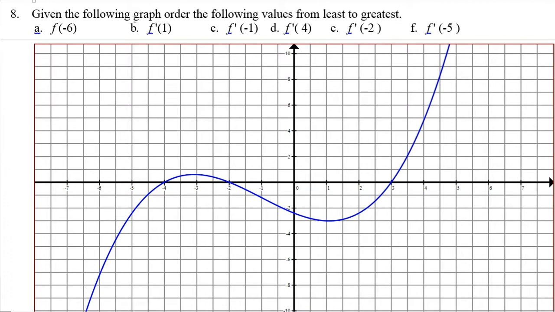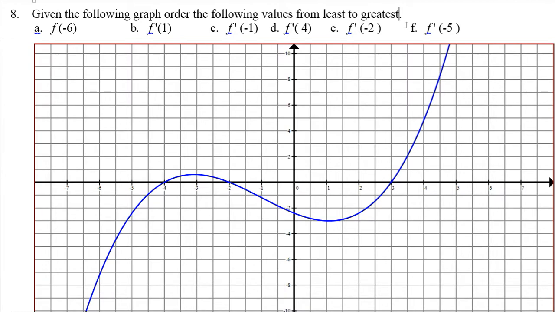Well, first of all, like they used to do on Sesame Street, one of these things is not like the others. This first one, f of negative 6, is very different from all the rest. All the rest are values on the derivative function. This is actually a value on the original function. So the first one, f of negative 6, is actually a y value on this function, which looks to be a little below that, so it's a negative 7 point something, maybe negative 7.1 or something like that.